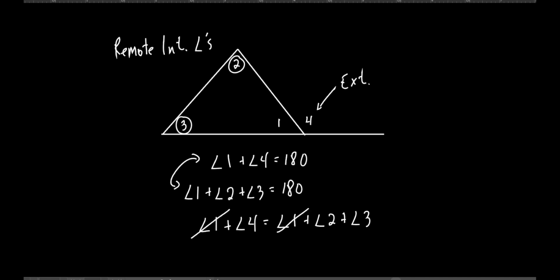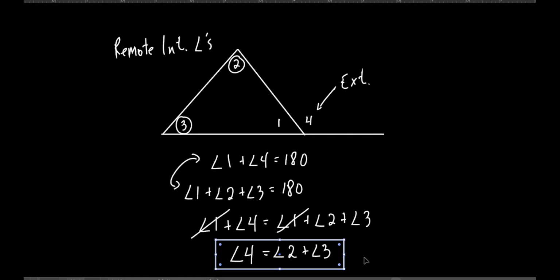So angle 4 equals angle 2 plus angle 3. Everybody see that? Angle 4 equals angle 2 plus angle 3. And that is the big reveal right there. And that should make sense. So angle 4 is the what? The exterior angle. Angle 2 and 3 are the what? Remote interior angles. So we have a theorem, right?